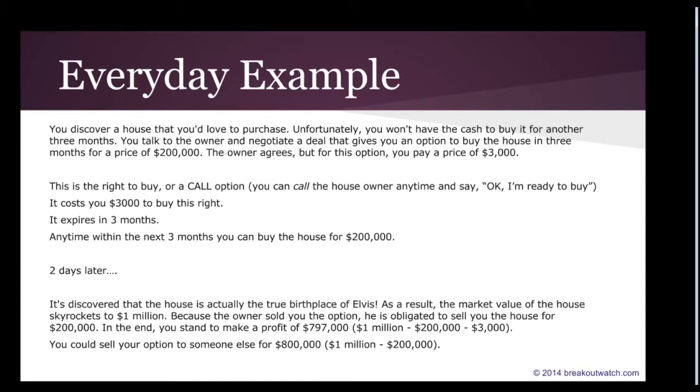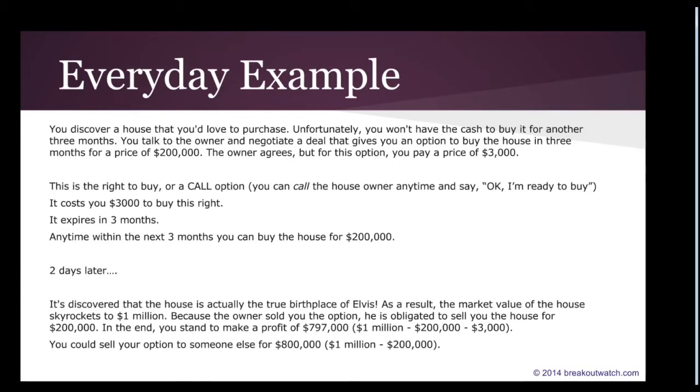Another way to say it is you have a call option. Think of it this way. You can call the homeowner anytime and say, okay, I'm ready to buy. I don't know that that's technically why it's called a call, but that's how I remember it. This costs you $3,000 to buy this right. It expires in 3 months, and any time within the next 3 months you can buy the house for $200,000.